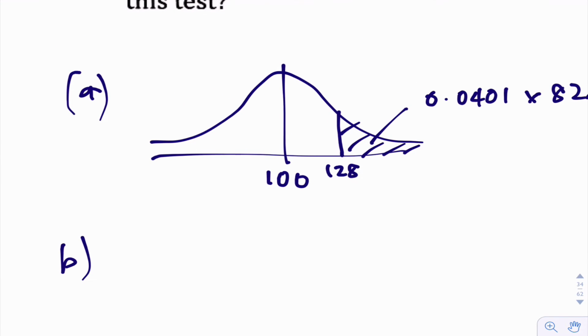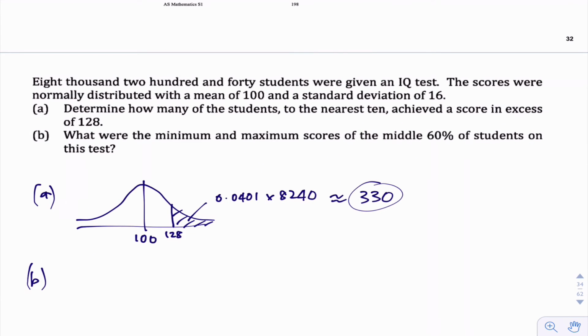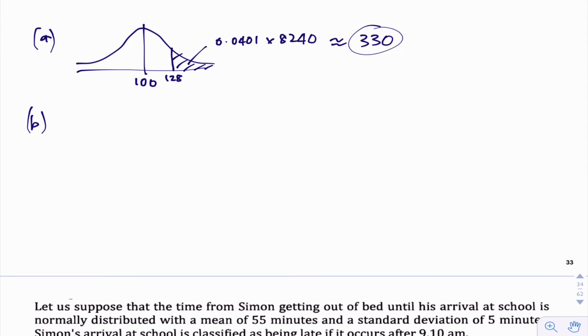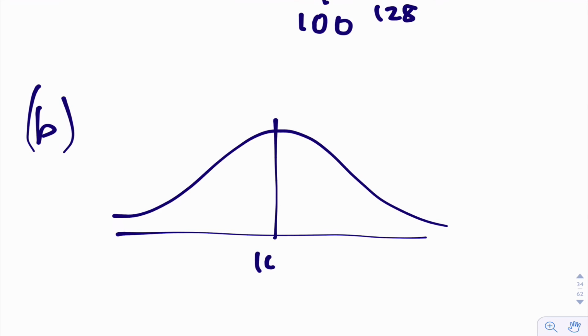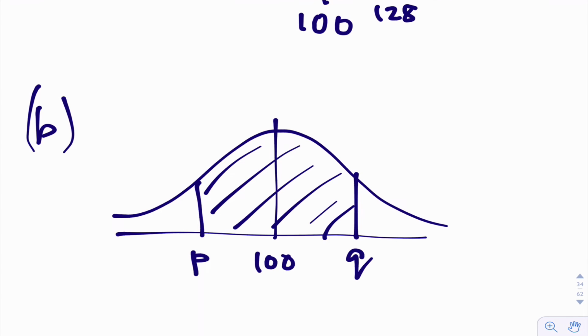For part B, this is the inverse normal part. What were the minimum and maximum scores of the middle 60% of students on this test? Okay, the middle 60%. Here we go. I'll call this P and Q. That I've just shaded is 60% of the whole graph here.